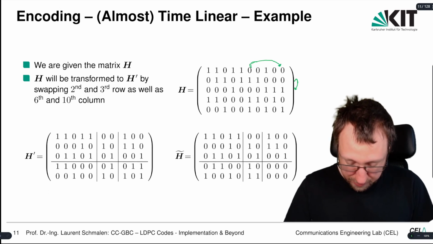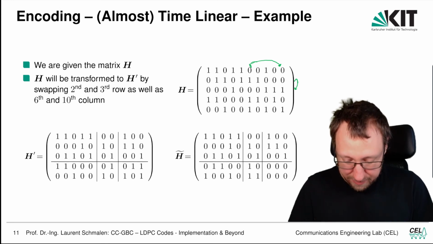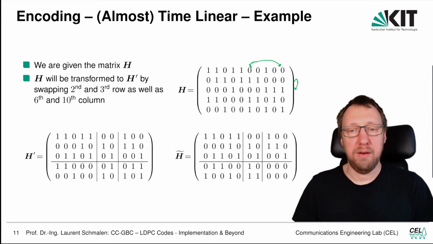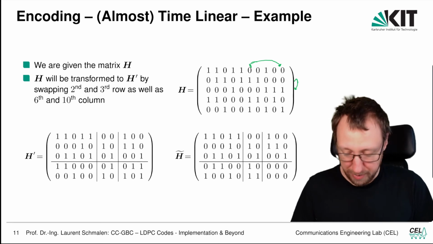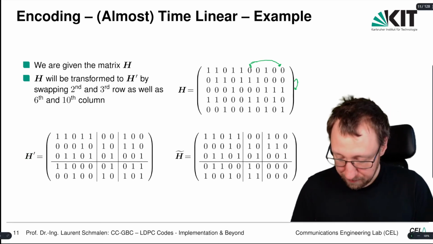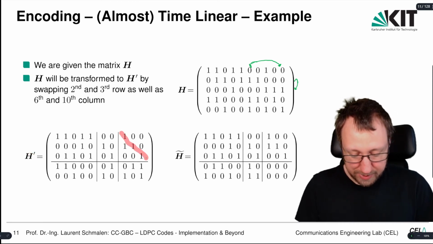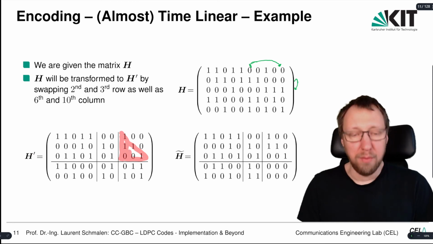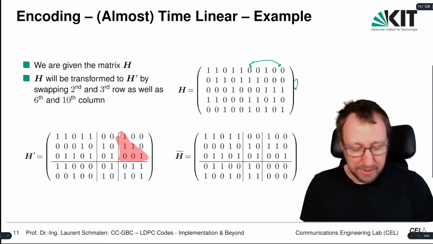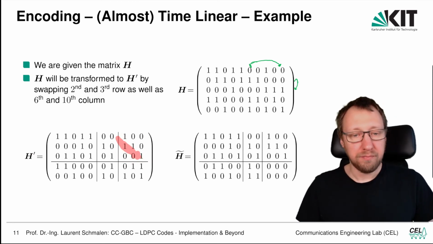We swap these two columns, and then we get the matrix H tilde, or H prime, sorry. To get this matrix H prime, and you see here it has this lower diagonal form. So it has exactly the form that we need for encoding. So this is our T. And we have a G that is 2.